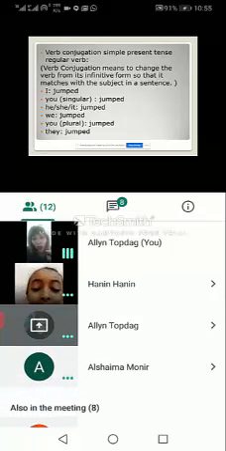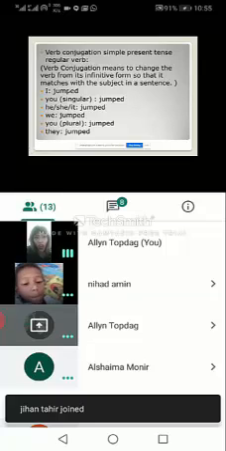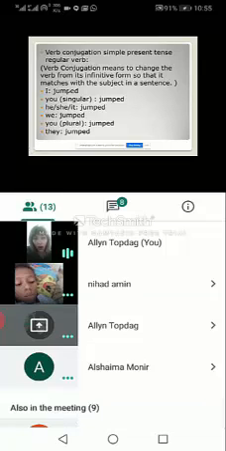Okay, very good. So what is a verb conjugation again? A verb conjugation means to change the verb from its infinitive form so that it matches with the subject in the sentence. Any question about past tense? No question? Very easy? No question. I bet so. It's really so easy.